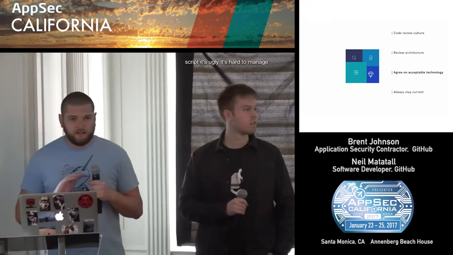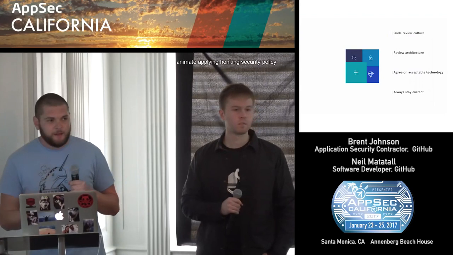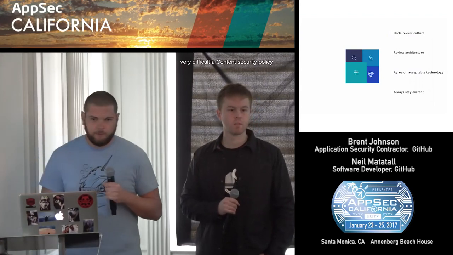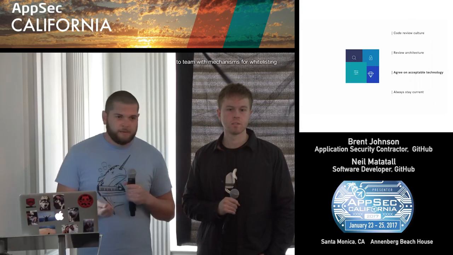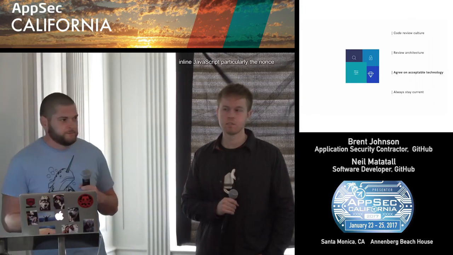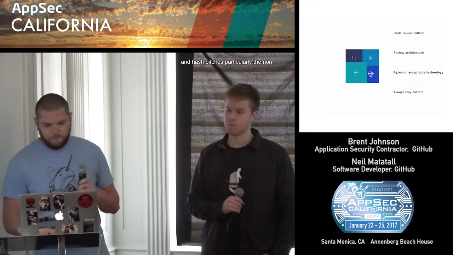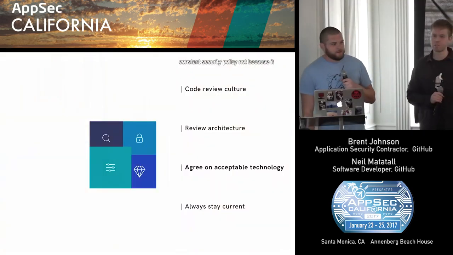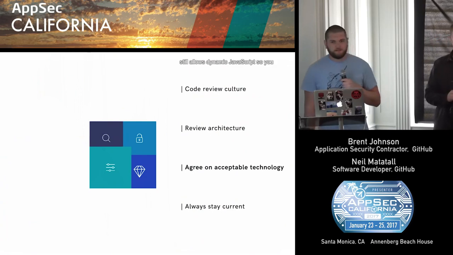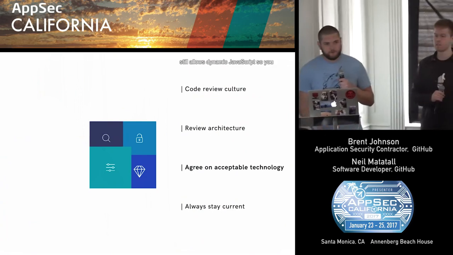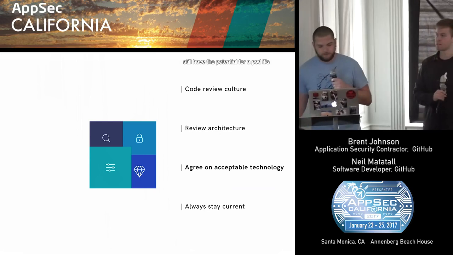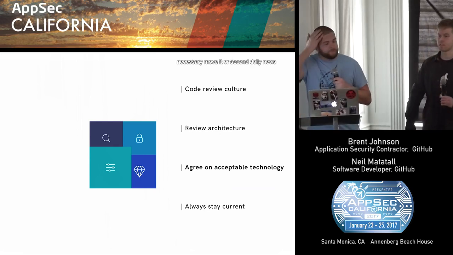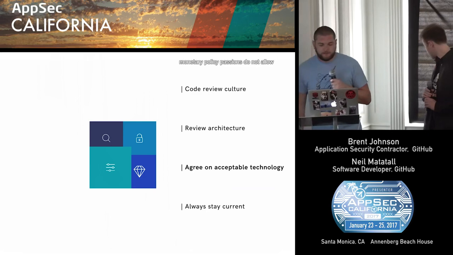Inline JavaScript. It's ugly, it's hard to manage, and it makes applying content security policy very difficult. Now, Content Security Policy 2 came with mechanisms for whitelisting inline JavaScript, particularly the nonce and hash features. I was never a fan of Content Security Policy nonces because it still allows dynamic JavaScript, so you still have the potential for a bug. It's best to remove it or secondarily use Content Security Policy hashes.